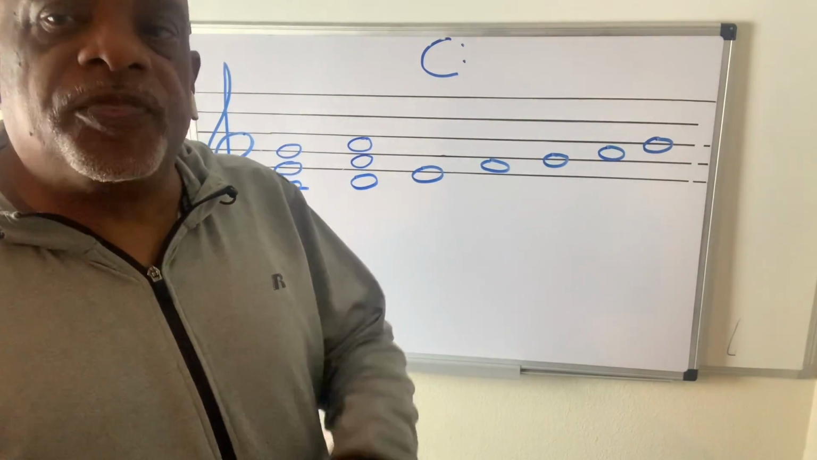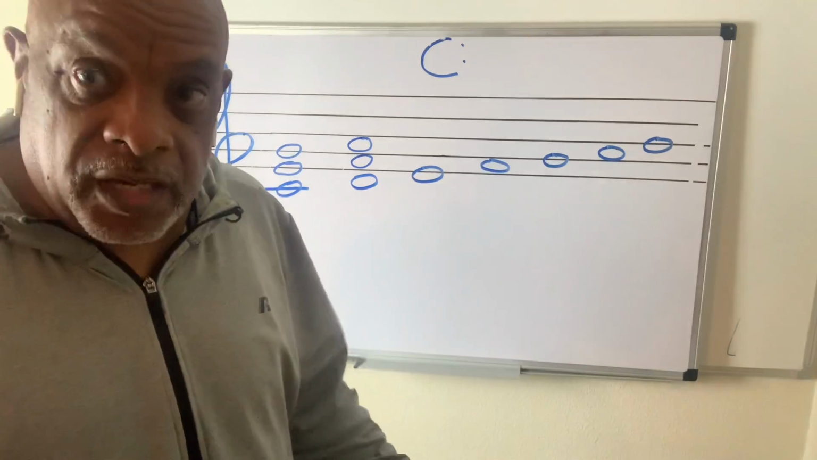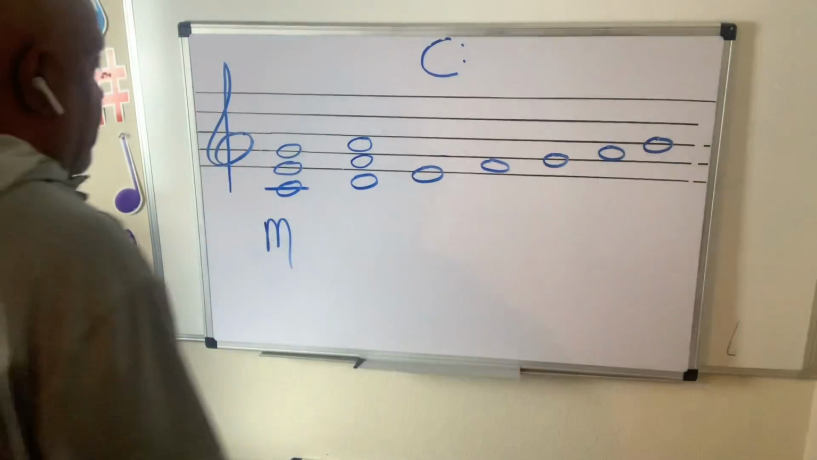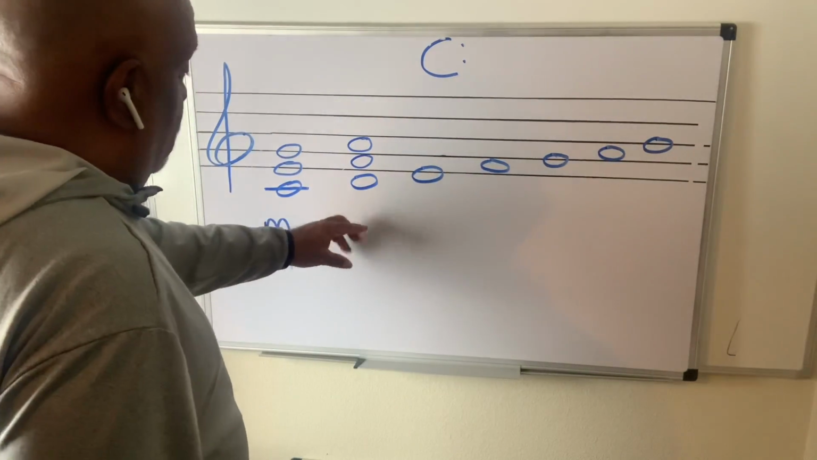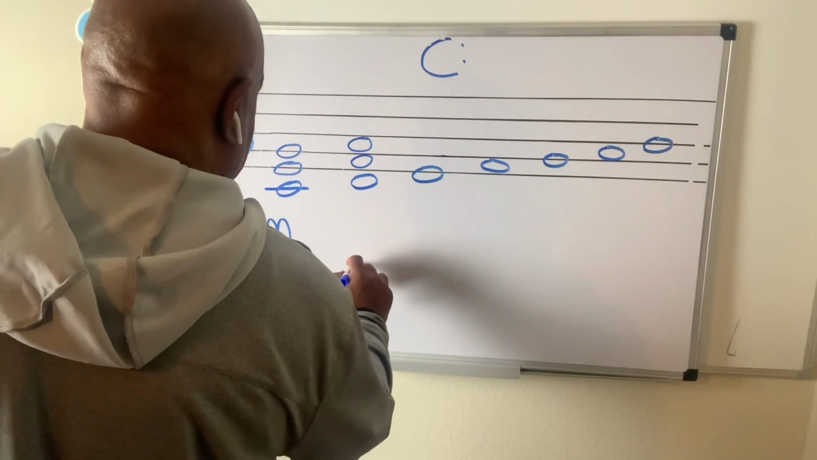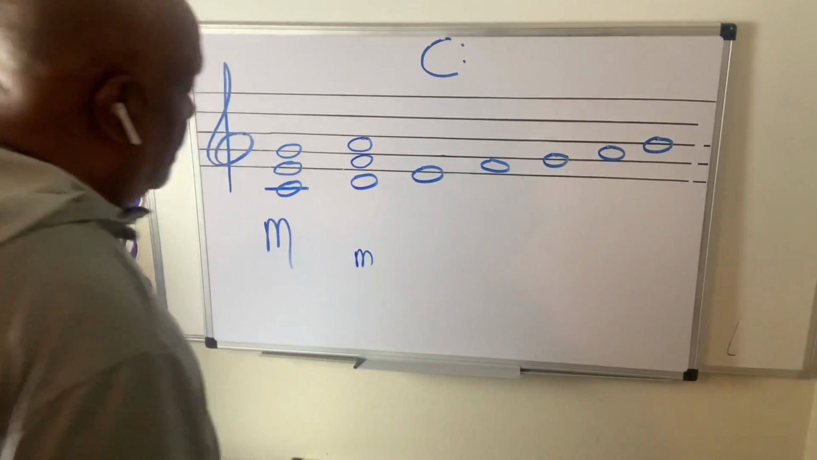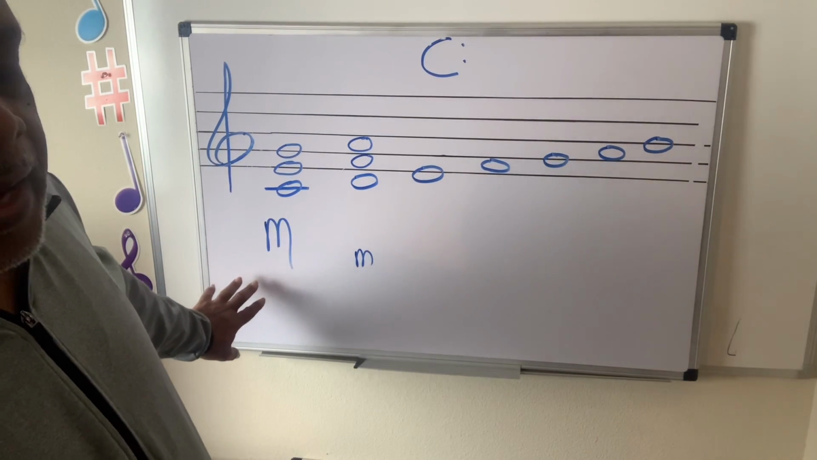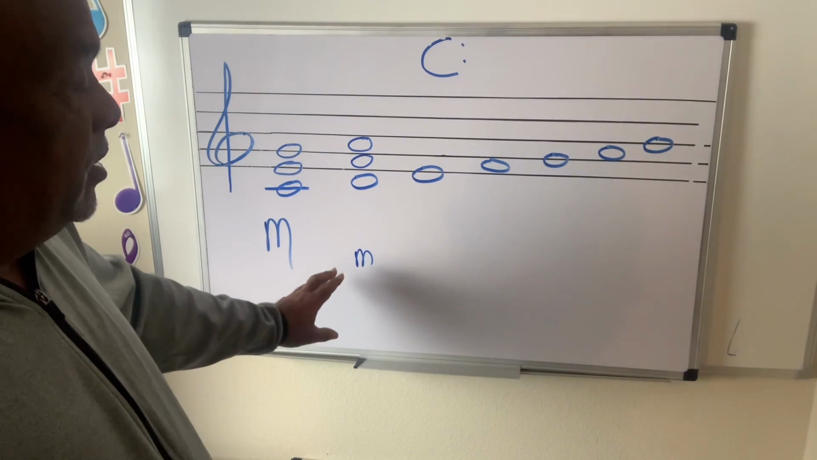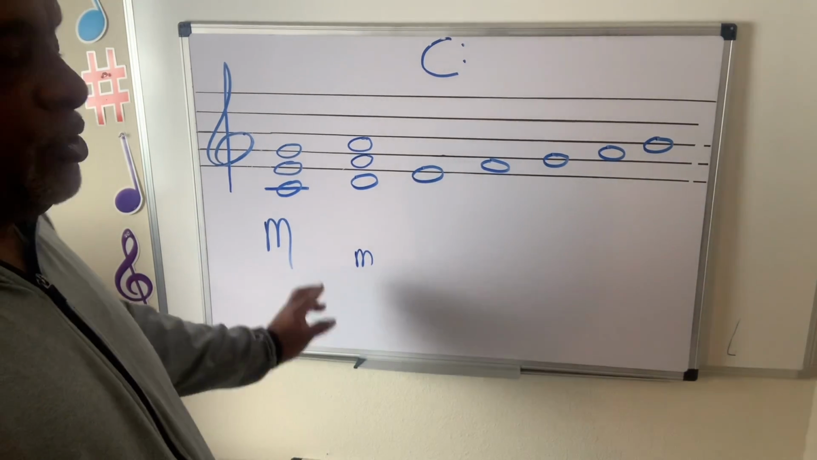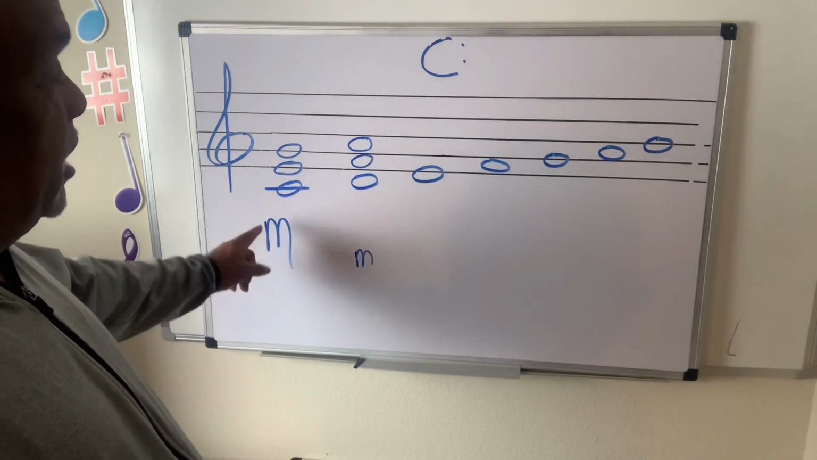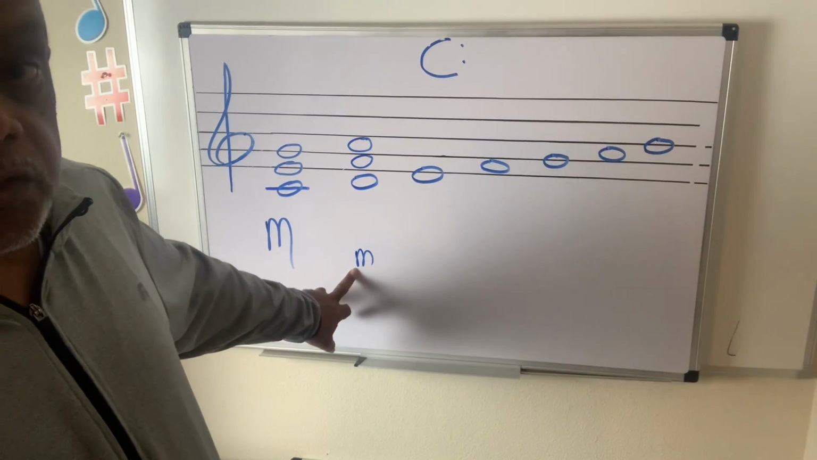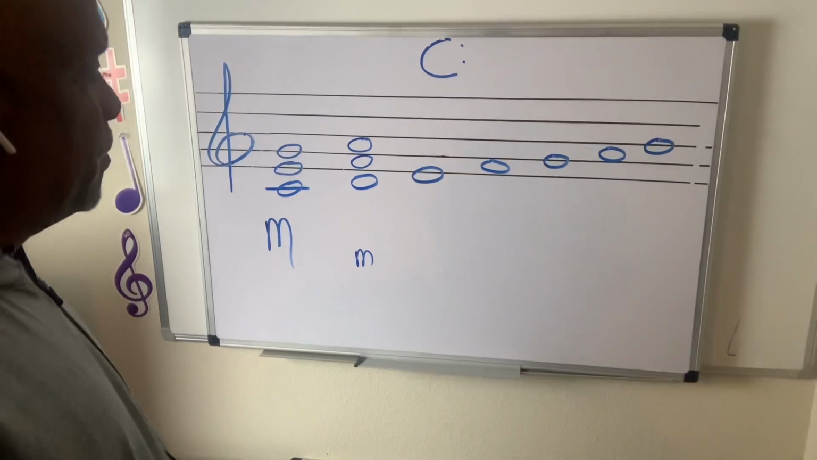So anytime the third is lowered a half step, that makes that chord a minor chord. So the second scale degree is minor. And always remember, major chords are noted by a capital M, and minor chords are noted by a small m. So the first scale degree is major. The second scale degree is what? Minor. Let's go to the third scale degree.